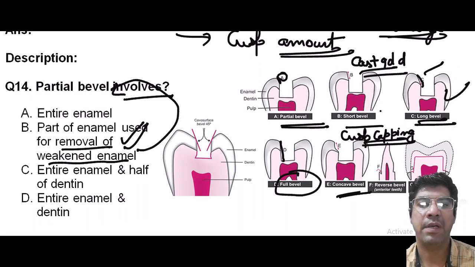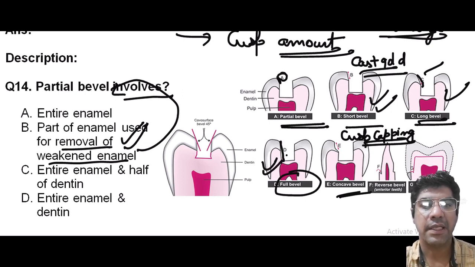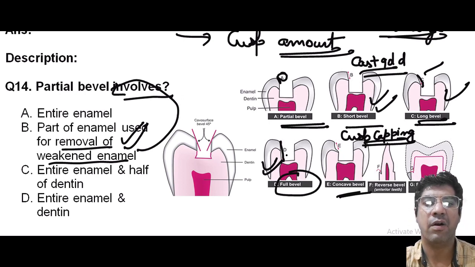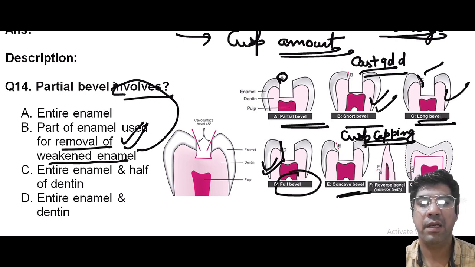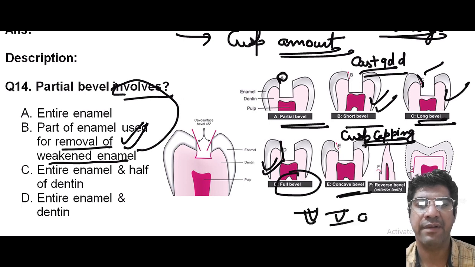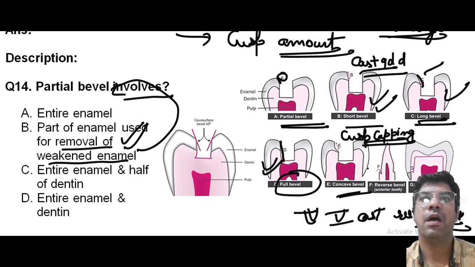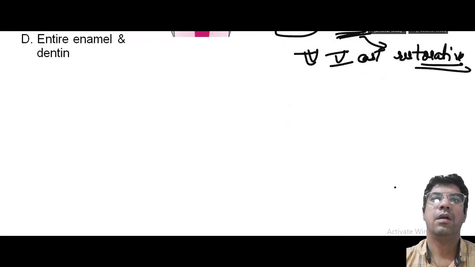The short bevel involves the entire enamel wall but not the dentine. They are suitable for cast alloys in type 1 and type 2 cavity preparation. The full bevel, which includes the entire enamel and dentine wall, is considered when other bevels are not sufficient to meet the clinical need of a specific case. The hollow ground bevel, as discussed, is a concave bevel that is used in type 4 and type 5 cast restorations. Counter bevel is used for cusp capping. Next question.